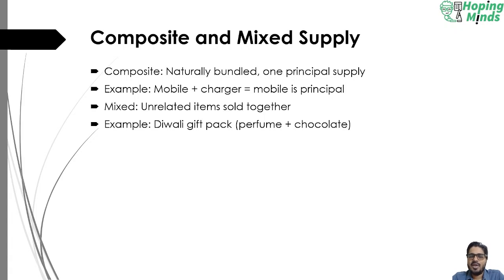Mixed supplies. In mixed supplies, two or more supplies are not naturally bundled but offered for a single price. For example, a gift hamper of chocolates, soft drinks, perfume and other gifting items. In such a case, those items which have the highest individual GST rate, the entire hamper will be charged at that rate.